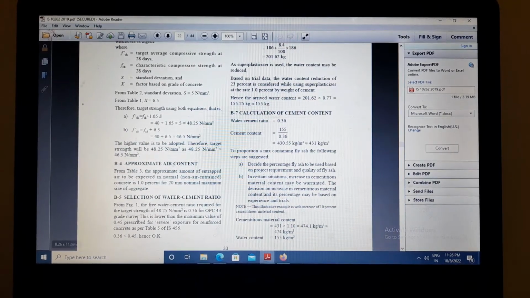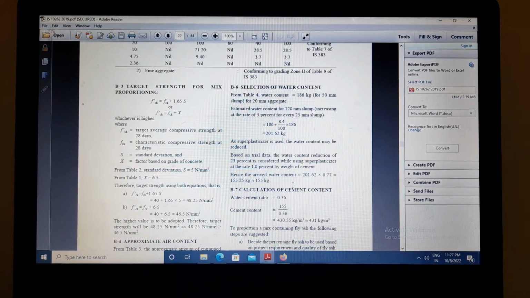Anyway, you can decide the water cement ratio based on your earlier experience also. It is non-mandatory to use figure 1. Based on your experience and the strength requirement, you can adopt any water cement ratio, but it should satisfy the requirement as per table 5 of IS 456.